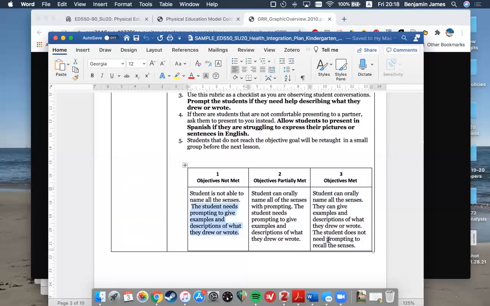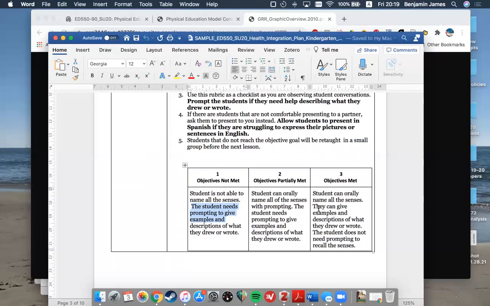Prompting is also a really great way to describe a range of achievement here, but by separating it into, in this case, two criteria, can they name the senses, and can they describe the senses, what they drew or wrote, then we get a better and more detailed range of assessment data. So we'll be able to tell that, okay, student A can orally name all the senses, but they really struggle to describe them. So I know that if I'm going to reteach student A, I've got to focus on description.